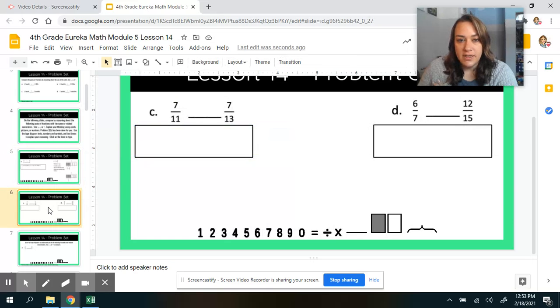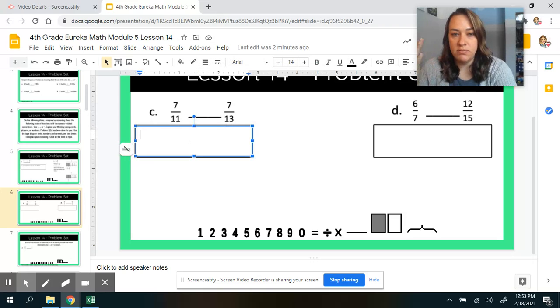So when you do this, you have the option to just use your reasoning and type your answer, or you can draw out the tape diagrams to compare the difference too. So this one, we have the same fractional amount. I have 7/11ths and I have 7/13ths. So which one's the larger fractional unit?